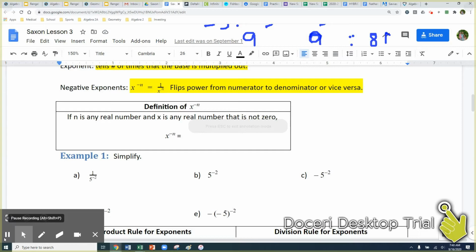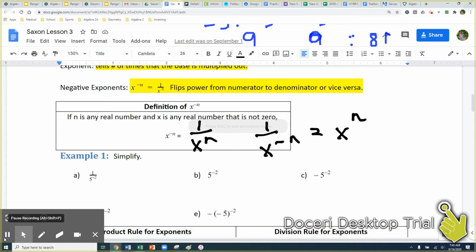So first you have x to the negative n. That definition is going to be equivalent to 1 over x to the n. Or if you had 1 over x to the negative n, that's equivalent to simply x to the n. If you do have a negative exponent in your denominator, that's going to revert up to the numerator. If you have a negative exponent in your power, that's going to put that power down into its denominator. So basically it just flips from numerator to denominator anytime you have a negative exponent.